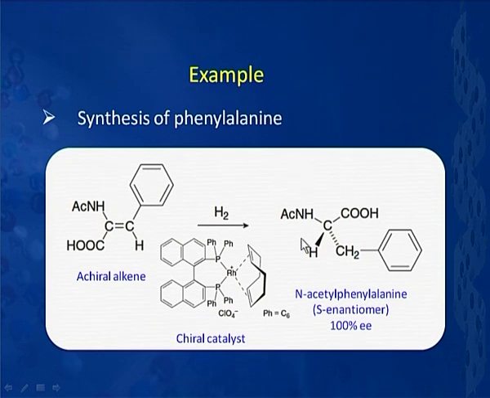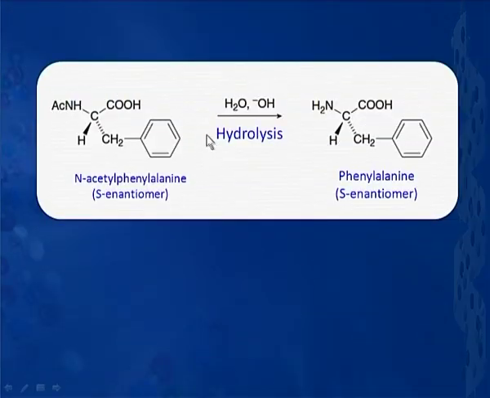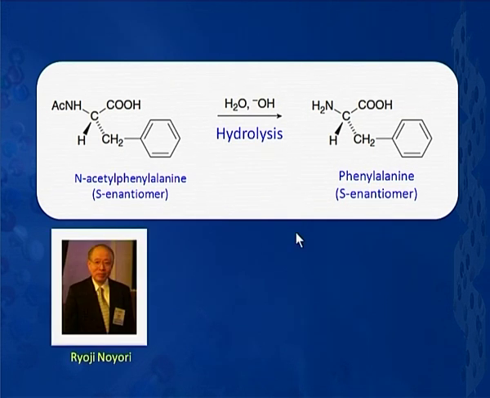Then in the next step, I can do hydrolysis of this, and I can get my target amino acid which I want. So, that is the method available to us. This method is slightly expensive, but the important thing is I will be using a very small amount of catalyst required in this process. Now, it will be worthwhile to make a mention of Ryoji Noyori.